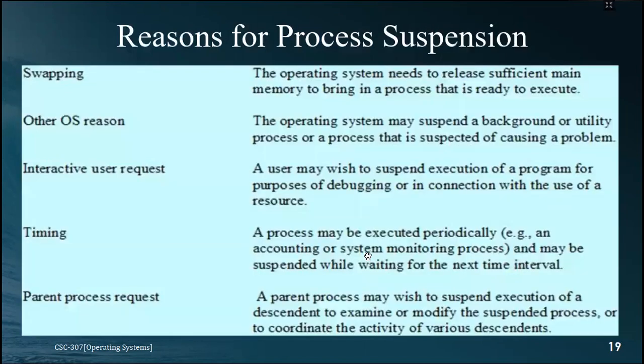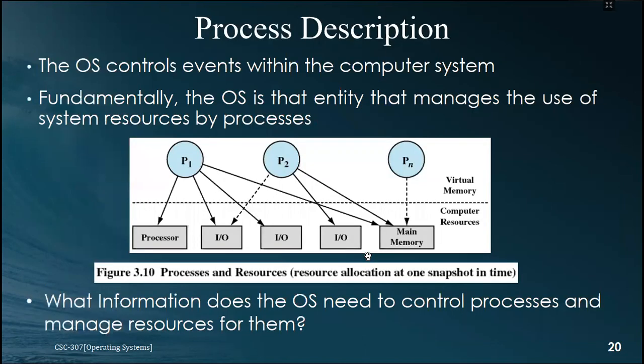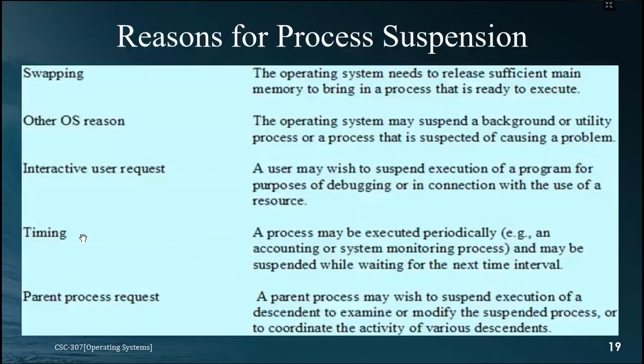Now, what are the reasons a process can get suspended? There are various reasons. These are the main ones. First of all, swapping, the one that we have just discussed. Swapping means that we need to free up some memory. So this is number one: the operating system needs to release sufficient main memory to bring in a process that's ready to execute.